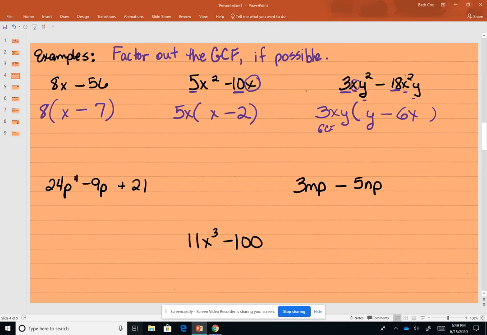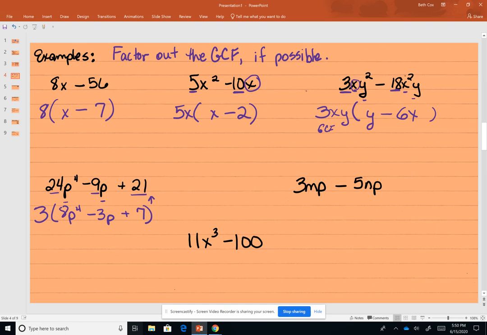Okay, now this one is a trinomial. It's got 3 terms, but looking at those numbers, we've got to think a little deeper. There is a 3 common. Now look at the variables. 2 of them have p's, but the other one doesn't. So p is not common to all 3 of them. So now when I do my division, I don't have a p common to all of them, so I'm not taking out the p at all. So there's no common p, so it's not part of the common factor.